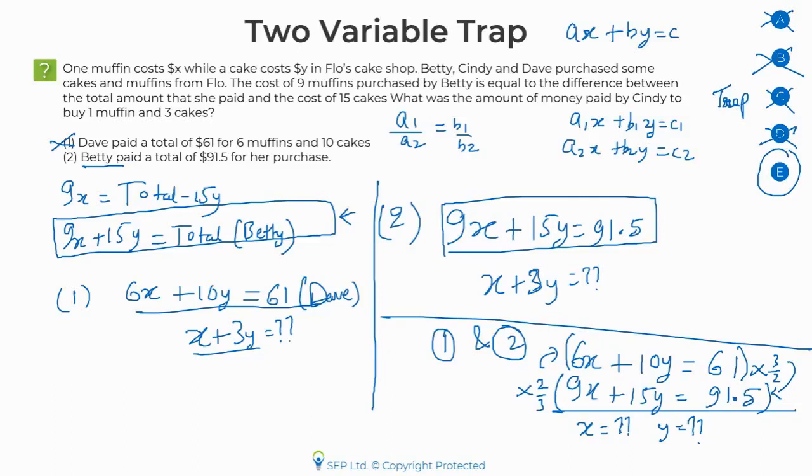So test the ratios first. Look at the equations, right? So if a1 by a2 is equal to b1 by b2, don't even break your head about solving it, because they are dependent. Try to solve the equations only if a1 by a2 is not equal to b1 by b2. So your first line of attack should not be to solve. Your first line of attack should be to understand whether you should solve or not.